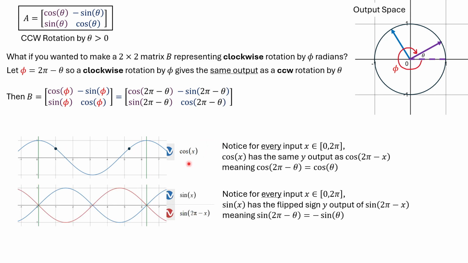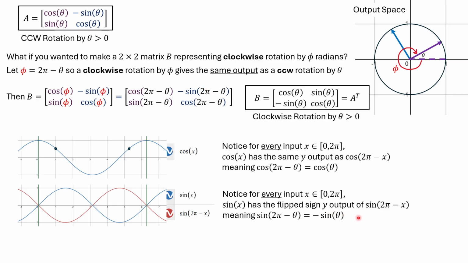Now you could do the same thing for the graph of sine. Here the values are actually mirror images. Okay, so I have in blue the graph of sine of x, and then we have sine of 2 pi minus x in red. Notice that for every input x in 0 to 2 pi, sine of x has the flipped y output of sine of 2 pi minus x. So if we want sine of 2 pi minus theta, like we do here and here, we just need to do negative sine of theta.